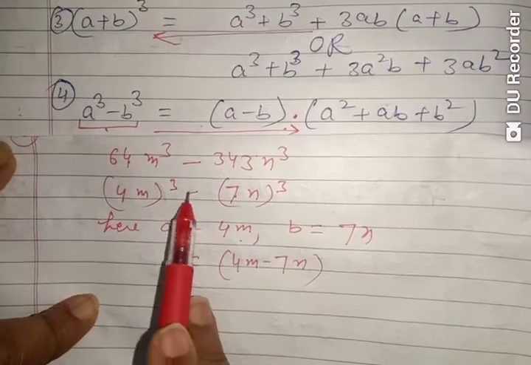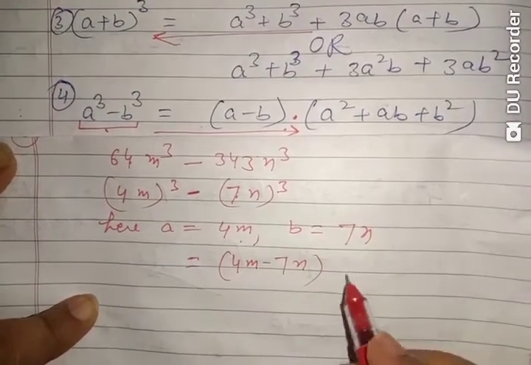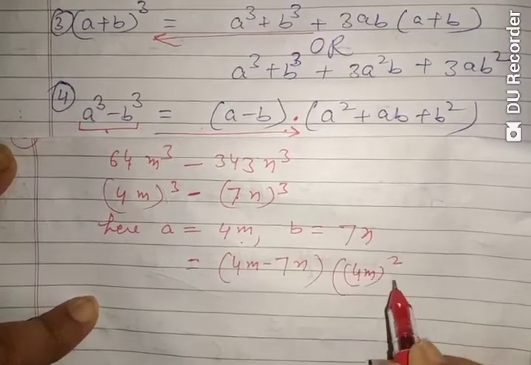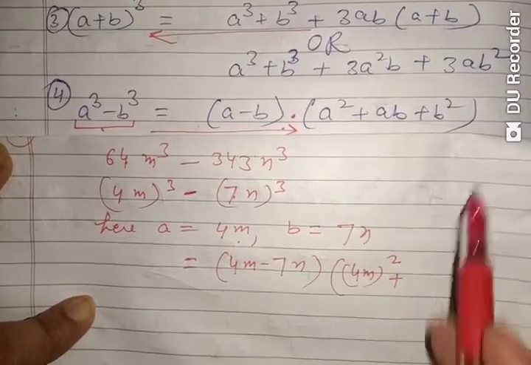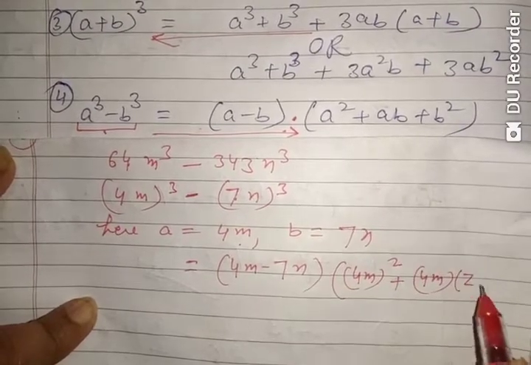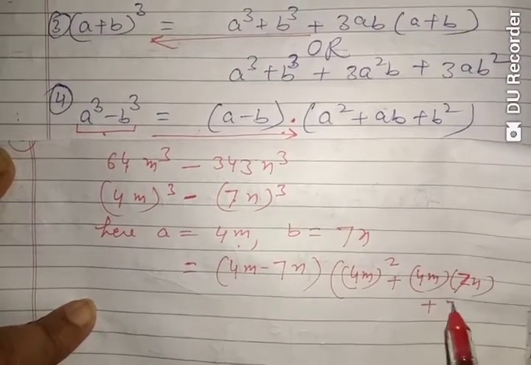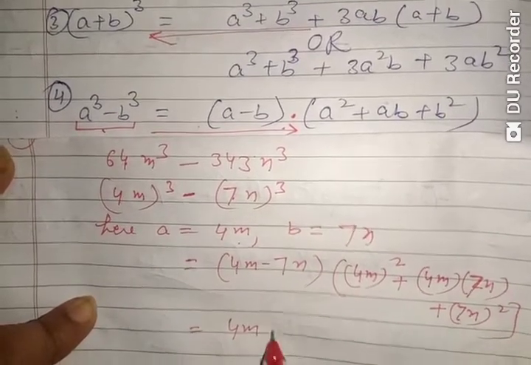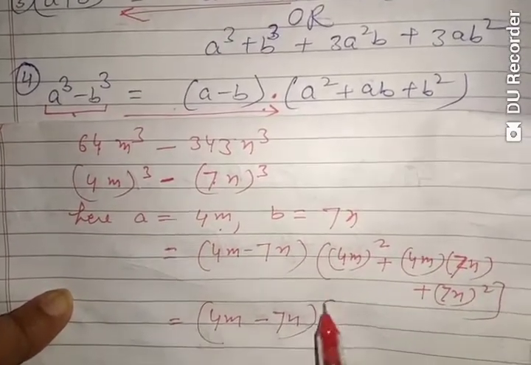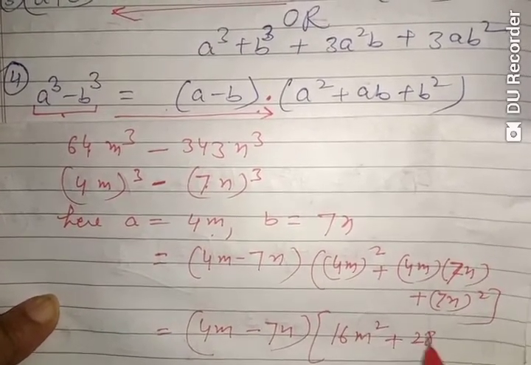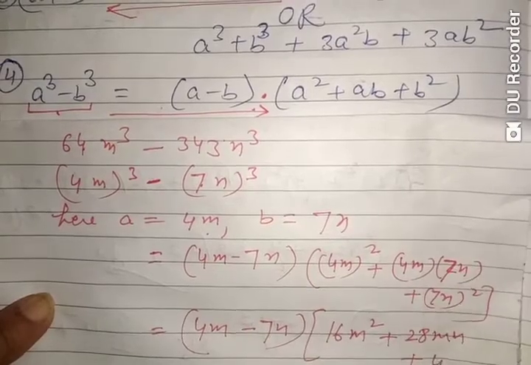Easy way to learn is, if minus is there in the first bracket, minus will be there. A square, it means (4m) square, plus will be there in the second bracket. It's 4m multiply 7n plus (7n) square. Final answer is (4m minus 7n) in one bracket, and this is 16. 4 square is 16. It's 28 plus 49.